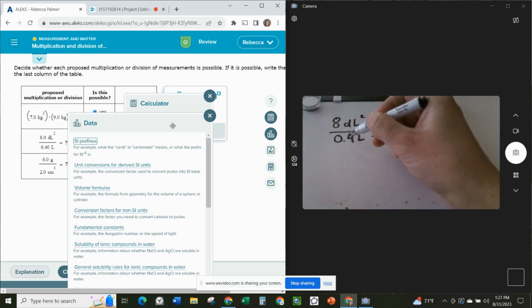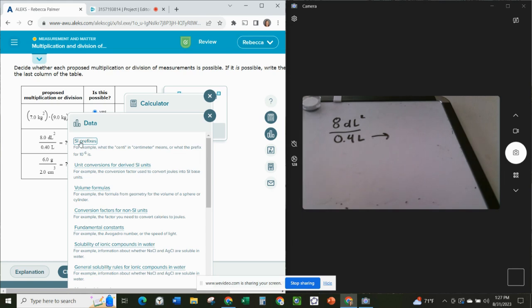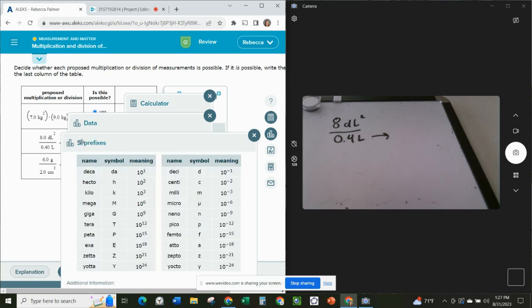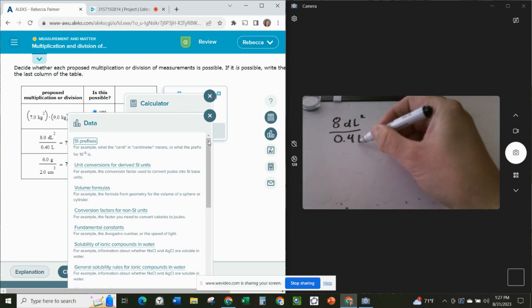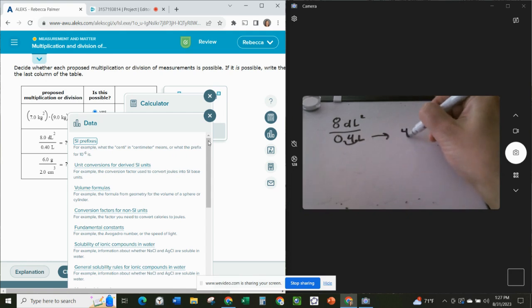So to do that, I can think about this. So deci is times 10 to the minus, what does it say? 2 or 1? Minus 1. So I just need to move the decimal on the liters 1, and then I need to move it the right way. So liters is bigger than deciliters, so I'm going to have more deciliters to represent the same number of liters. So this is 4 deciliters now. 4 deciliters gives us 0.4 liters. That makes sense. 8 deciliters on the top.